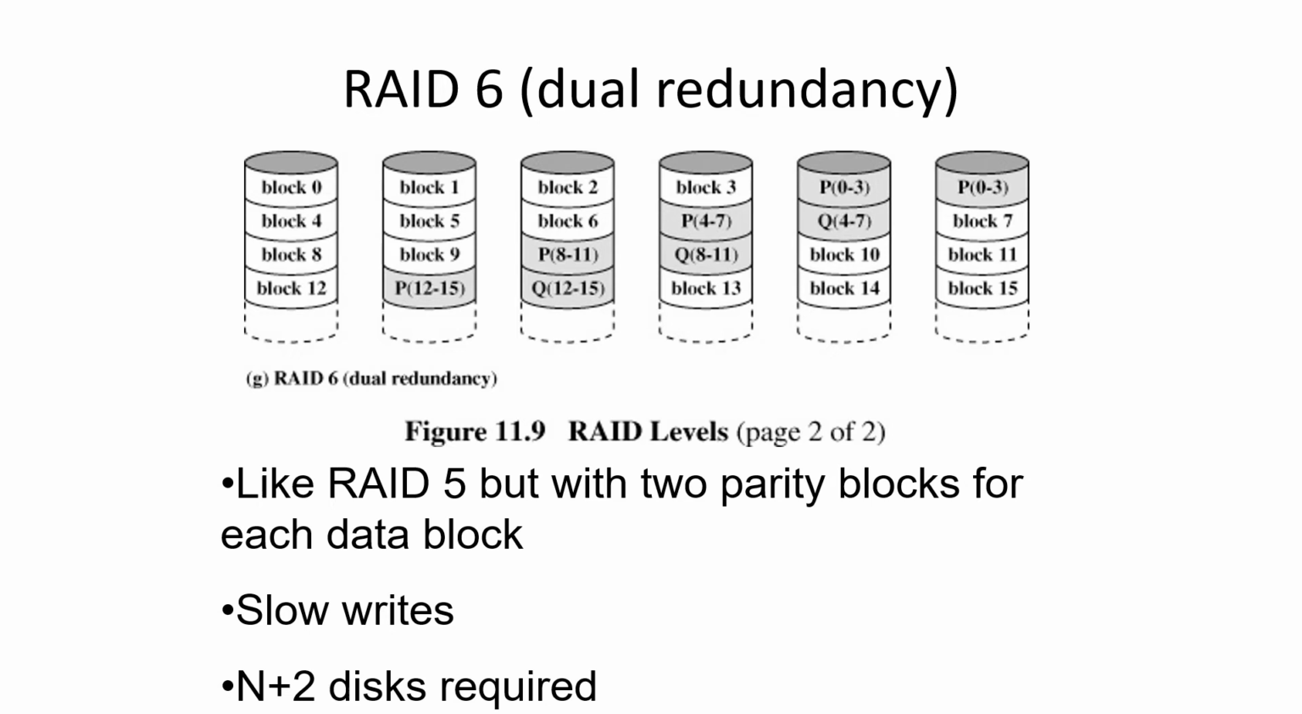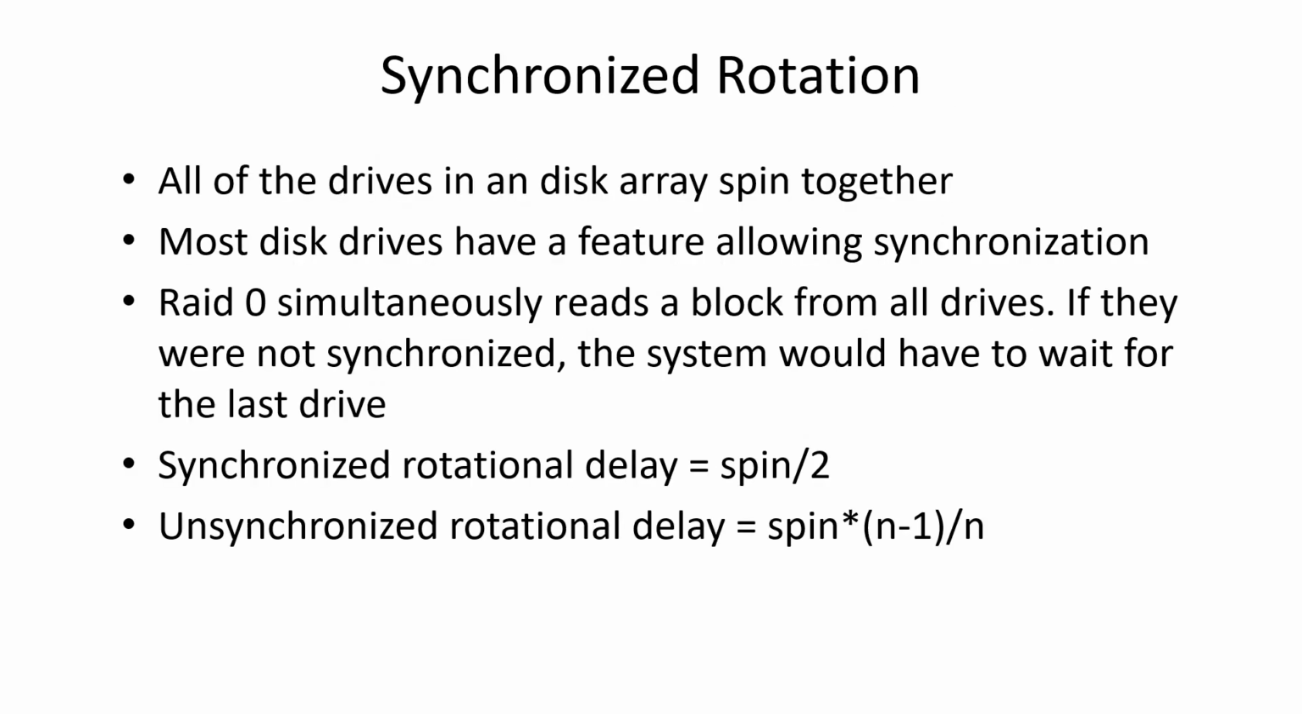So this can be used if you want to be able to recover from the loss of 2 of your drives. RAID 5 will survive the loss of 1 drive. RAID 6 will survive the loss of 2 drives. When you have multiple disk drives, it helps in performance if they all are spinning together. That is, after you do the seek and you're waiting for the rotational delay, you want the rotational delay to be the same for each disk. You want them to all come to the data at the same time.